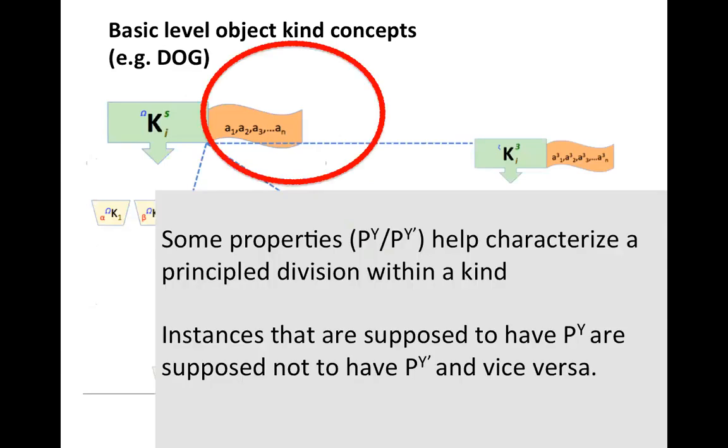And so what this suggests is that there are some properties, properties of type Y and properties of type Y prime, which help characterize a principal division within a kind, and instances that are supposed to have a property of type Y are understood to be supposed to not have a property of type Y prime, and vice versa. And so we need to include these distinct property types in terms of capturing how we think about animate kinds and the fact that there are principal divisions within the instances of animate kinds into male and female, for example. But it will probably also work for other divisions that are principled, such as worker bees versus queen bees.